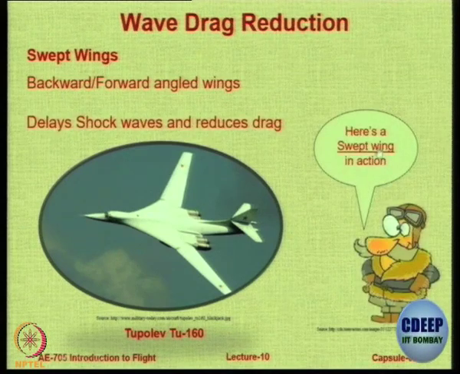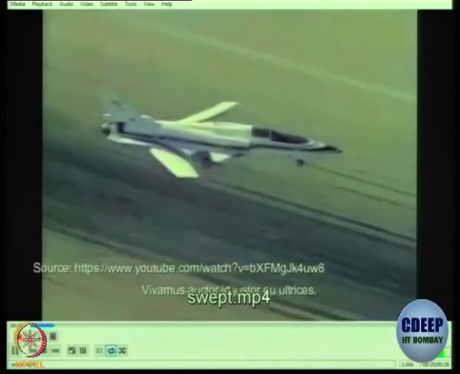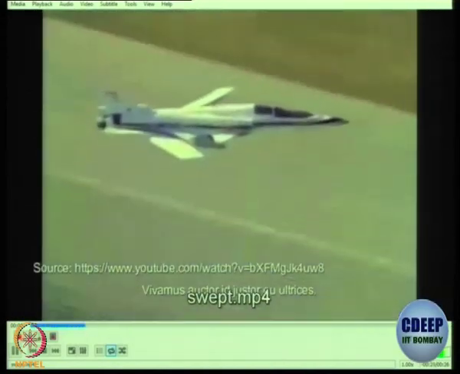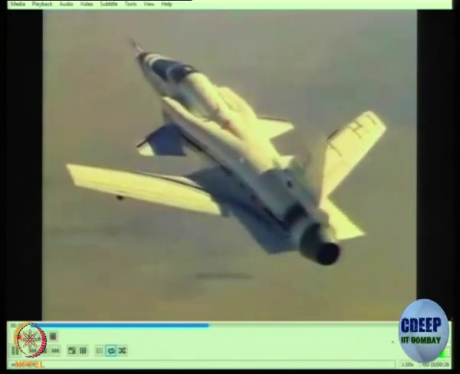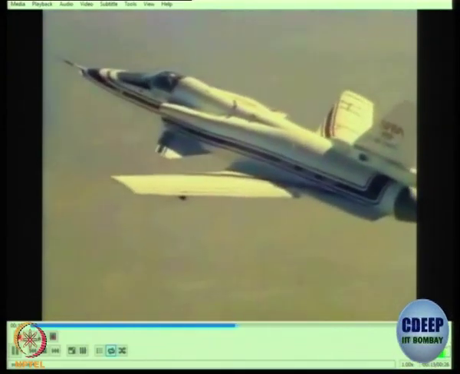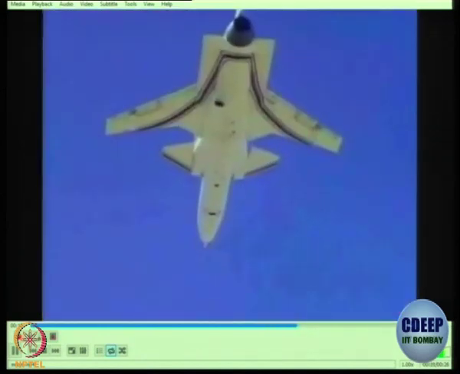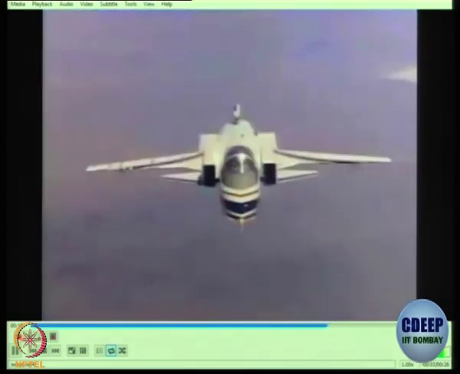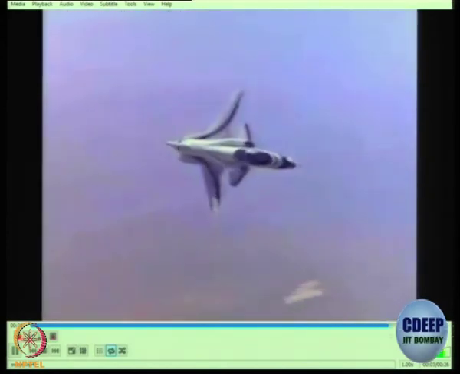Okay, so let's see a swept wing in action. We saw a video last time also. This highly sophisticated experimental plane follows in the footsteps of the Lumiac series aircraft, which pushed the limits of speed and altitude in the maneuver of the X-29. Forward swept wings have only recently become practical with the advent of super strong composite materials that resist natural bending and twisting.